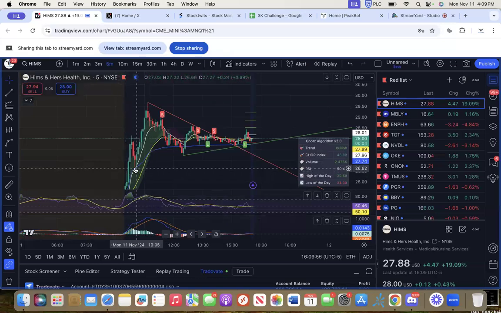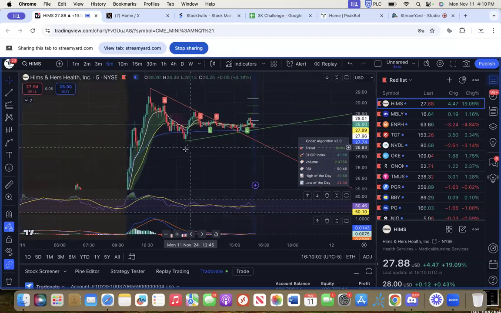But this was a perfect entry today. So it went all the way up to 28, came all the way back down to 26.50. Okay. And we had support at 26.59, 26.60, the 9 EMA, which is the white line, and the blue line, which is the VWAP. Perfectly lined up.